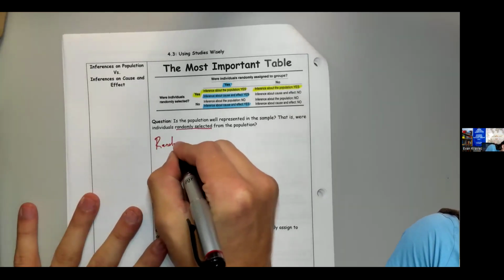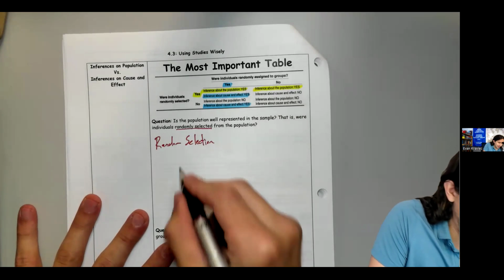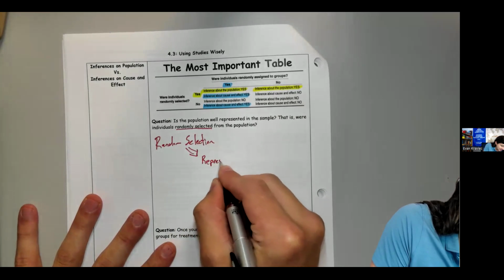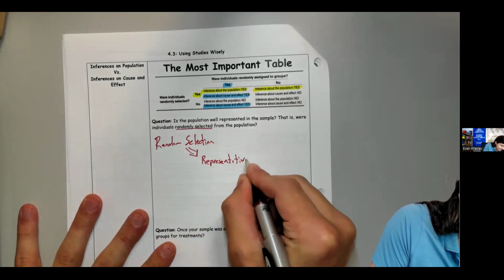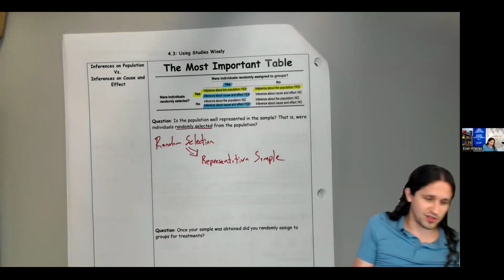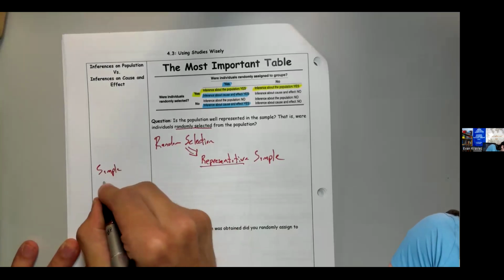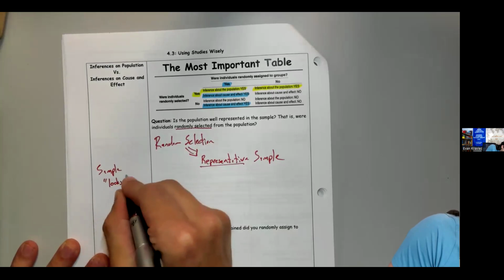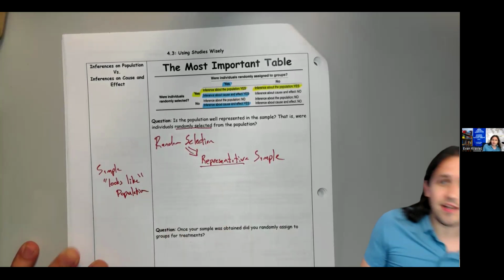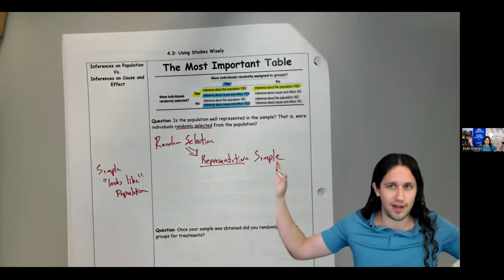What's random selection going to give you? Random selection, hopefully, will give you a representative sample. Think about what representative looks like. Representative means the sample, in quote, looks like the population, right? If we want to draw conclusions about the big group, our small group better look like the big group.